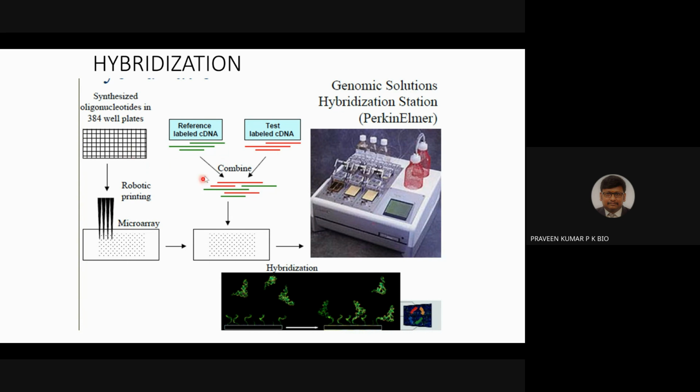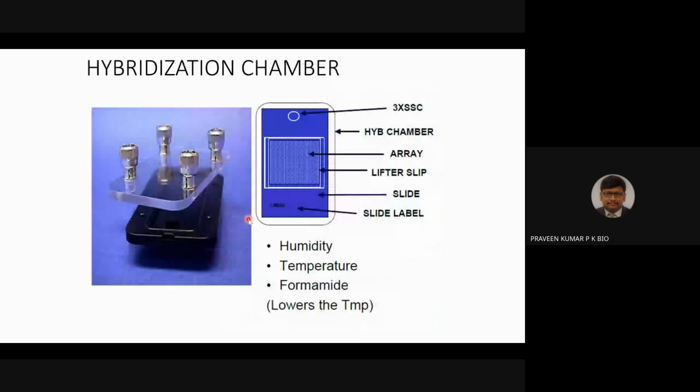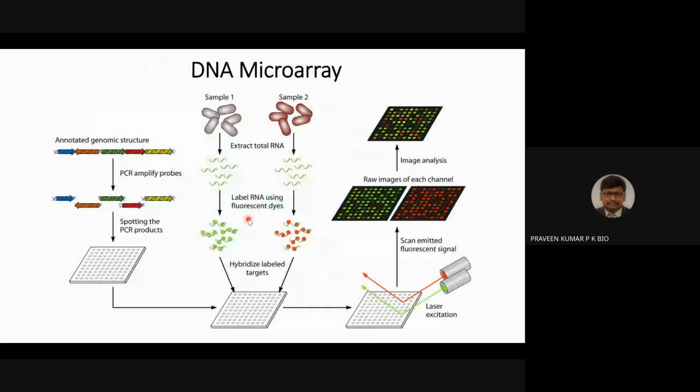So if you see, this is the best slide which can explain the steps of DNA microarray. In microarray, by default we call it a DNA microarray, but we also have protein microarrays. So what is a DNA microarray? How is the sample taken and how is it analyzed? Generally, we take a healthy sample, suppose that is sample one, and a diseased sample, which is sample two.